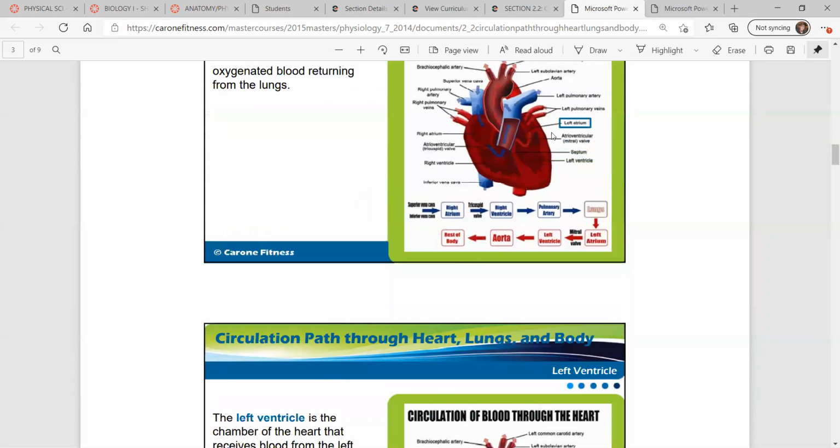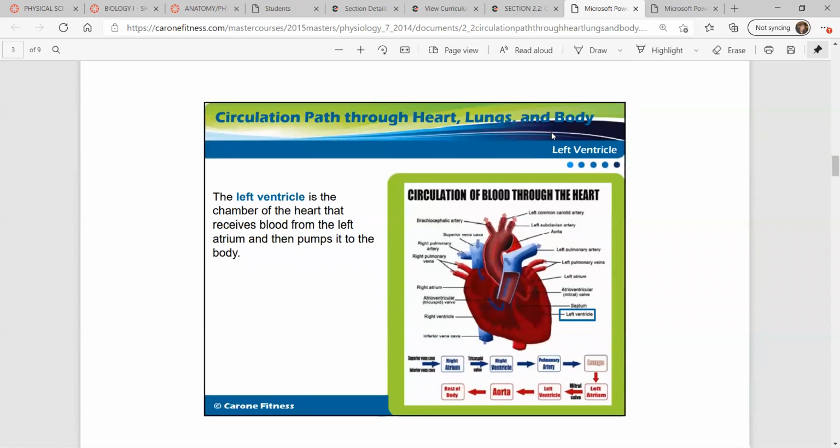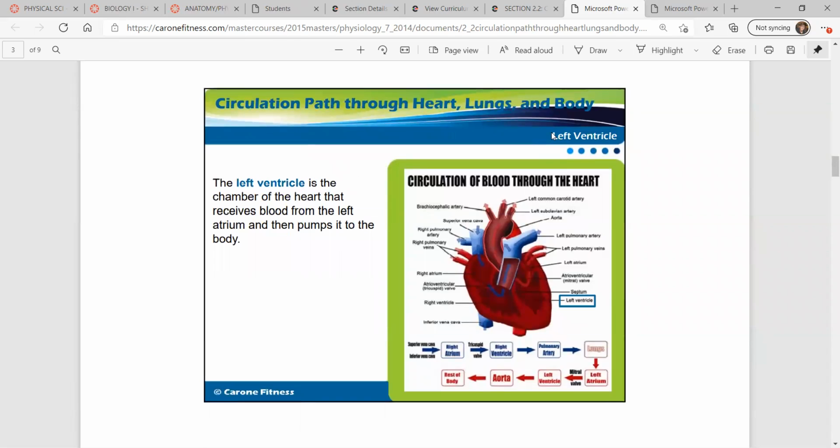And now the blood has been oxygenated by the lungs. The left ventricle is the chamber of the heart that receives blood from the left atrium, and then it pumps it to the body. So right atrium to right ventricle to the lungs, back to the left atrium to the left ventricle, and then pumped to the rest of your body.